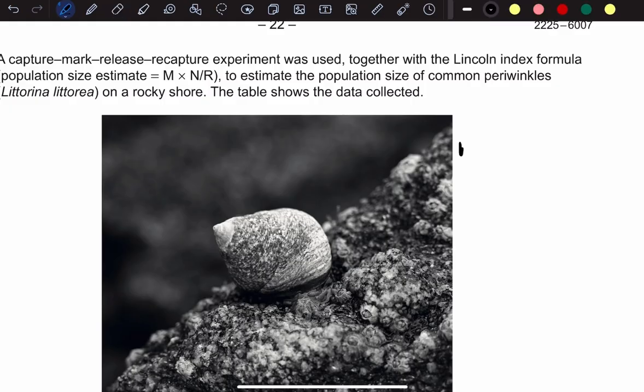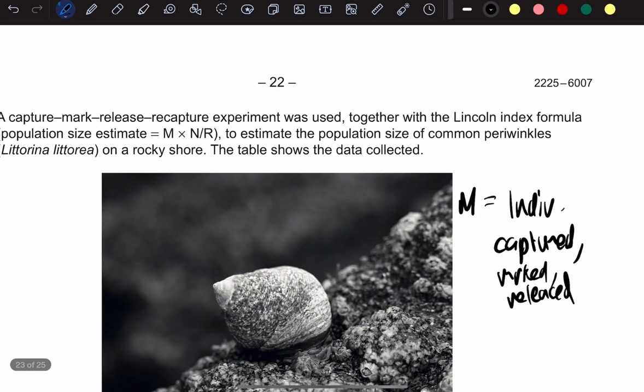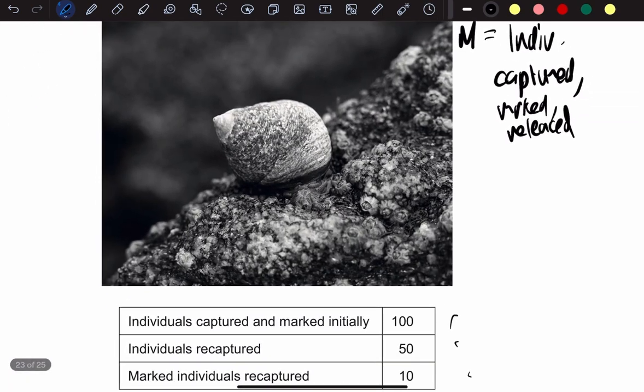Let's define our terms first. So M, what does M mean? Well, in this case, M is the individuals first captured, marked, released. Okay, so captured, marked, released. N is the individuals recaptured, marked, released.